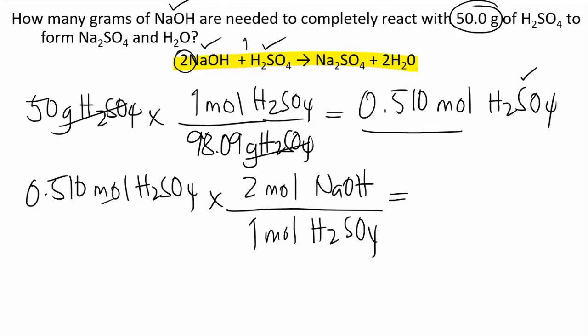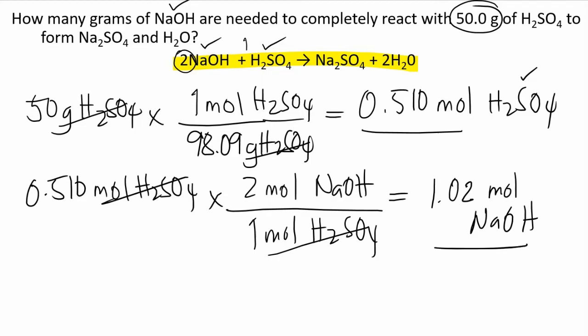Okay, so we cancel mole H2SO4 and mole H2SO4 here. So we'll be left with the mole of sodium hydroxide. So the answer is 1.02 mole NaOH. Okay. So are we done? Not yet. We're not yet done. Ko-convert naman natin ngayon itong mole na ito ng NaOH na nagamit into grams. Kasi grams yung ating hinahanap.